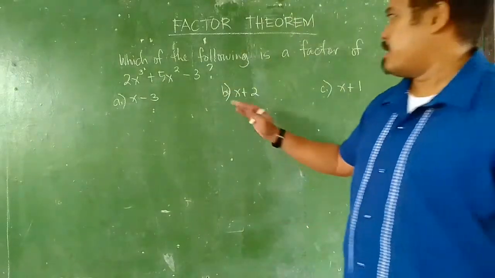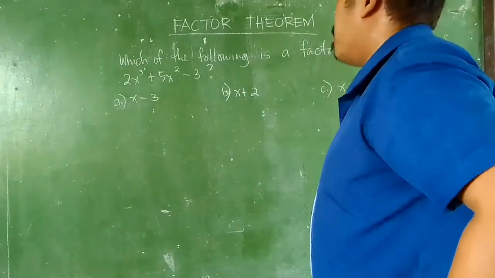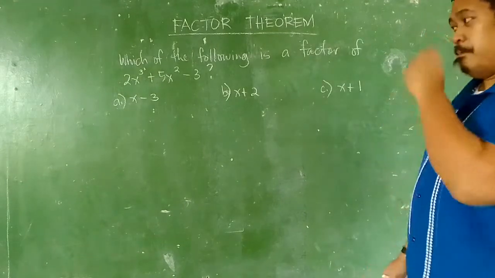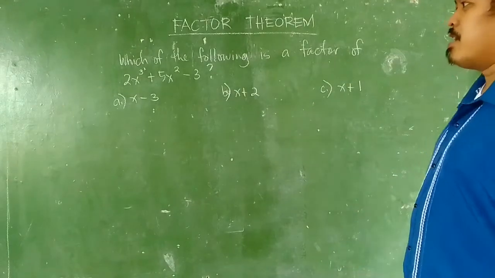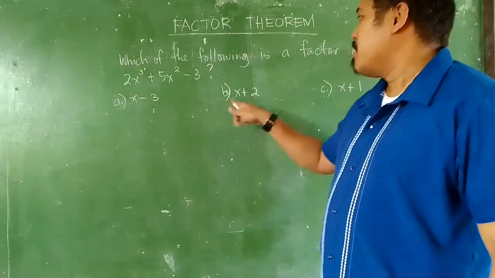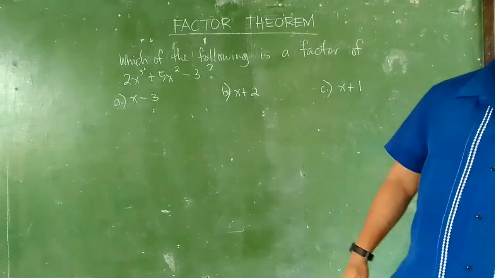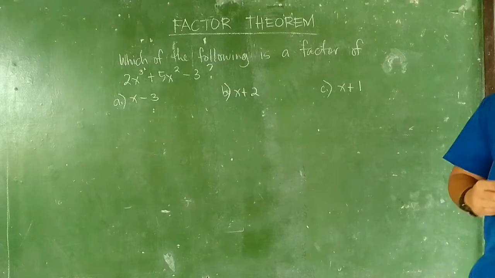So, let's have now this question here. Let's consider this example. Which of the following here is a factor of the polynomial 2x cubed plus 5x squared minus 3? We have 3 choices here: x minus 3, x plus 2, and x plus 1. This time, we shall be using the concept of the factor theorem.